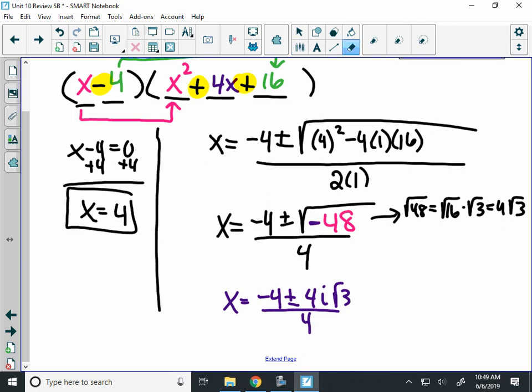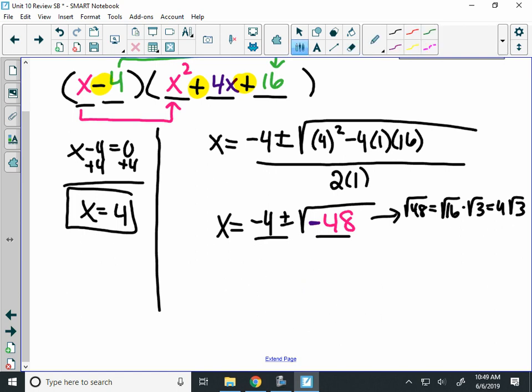All over 2. I'm sorry. I'm so excited to be done with this unit that I'm messing up now. Alright, all over 2. So my answer is negative 4 plus or minus 4i radical 3 over 2.